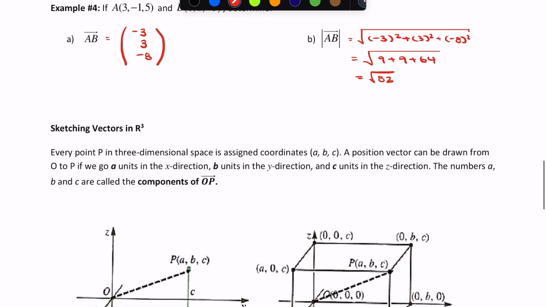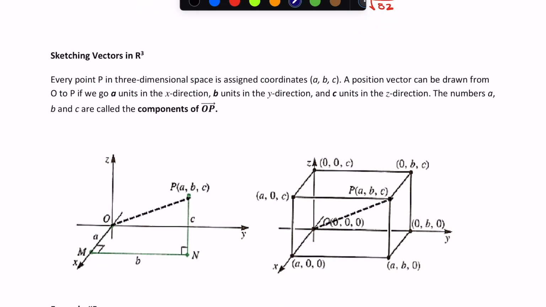Okay, the last concept we'll look at in this lesson is sketching vectors in R cubed, or 3 space. So every point in 3-dimensional space is assigned coordinates A, B, and C, similar to when we look at things in 2 dimensions, where we're always assigned an x and y value. A position vector can be drawn from the origin to the point. If we go A units in the x direction, B units in the y direction, and C units in the z direction, the numbers A, B, and C are called the components of vector OP.